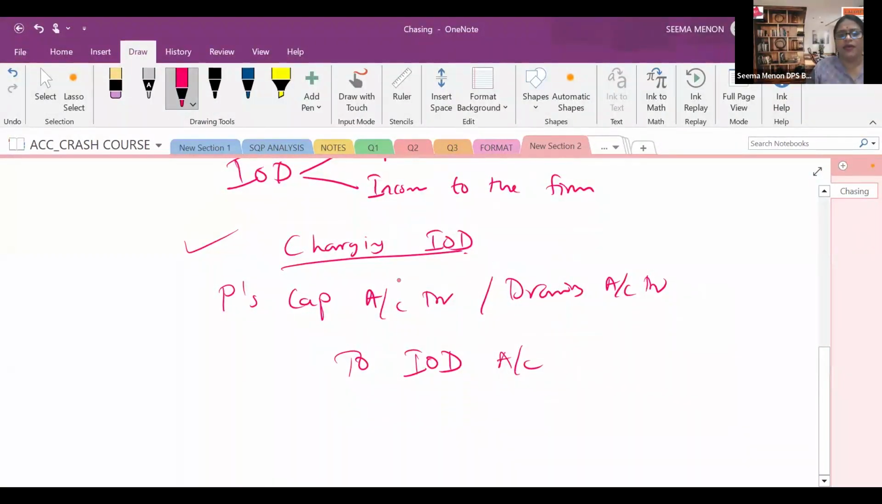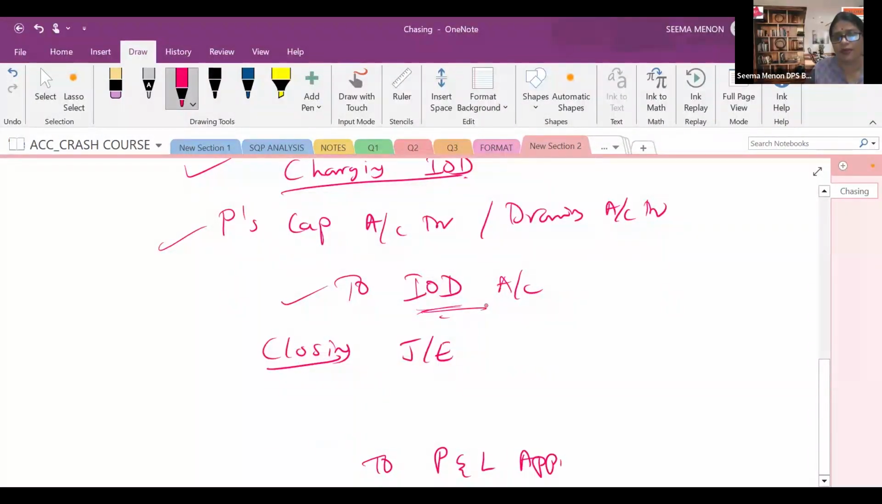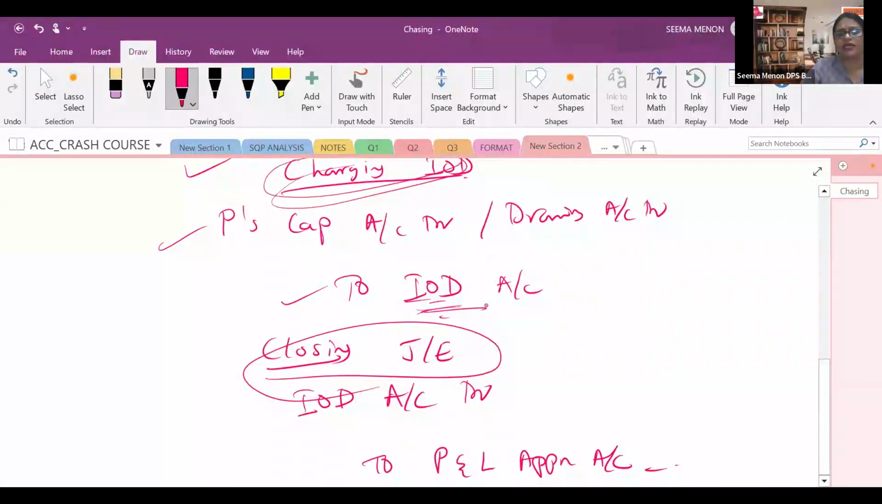This is for charging. Now we have to close interest on drawings. For the closing journal entry, interest on drawings is credited, because for the partners, their capital account will be decreased. So the capital account is debited, interest on drawings is credited. Now we have to close this. This is an income to the firm. So to which account will you be transferring this? You will be transferring this to profit and loss appropriation account. Profit and loss appropriation is credited because it is an income to the firm. While you close this account, interest on drawings account will be automatically debited. So this is the closing journal entry and this is the charging journal entry.